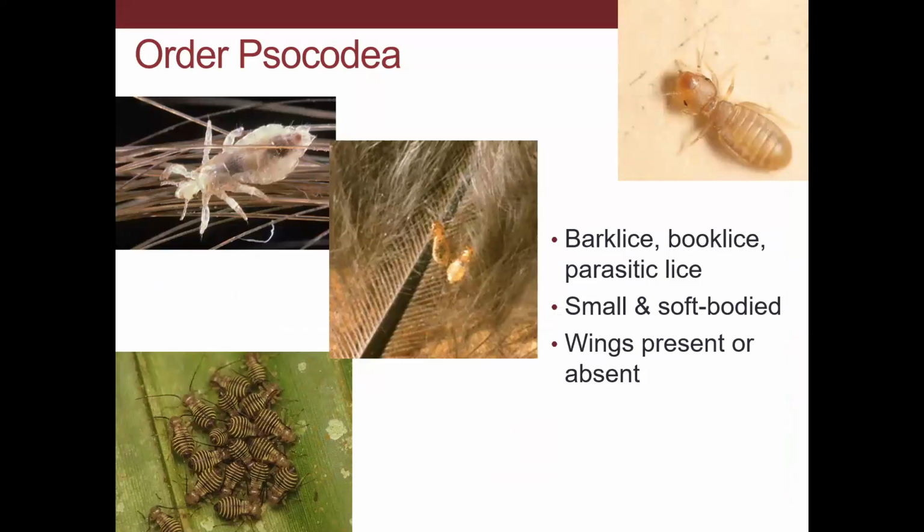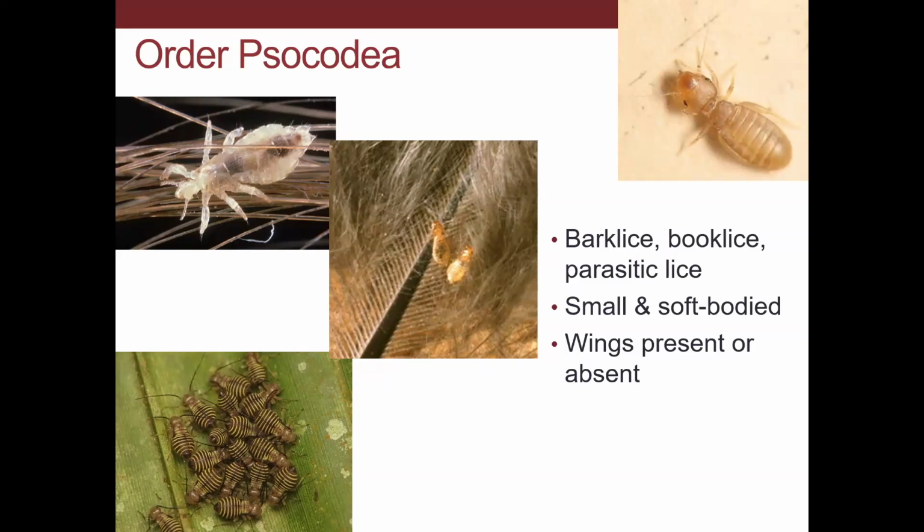All right, the order Psocodea. This is another one that has been revamped. This used to be just the book lice and bark lice, but the parasitic lice have also been moved into this group. You, as pest control professionals, you do not deal with the human or animal lice.